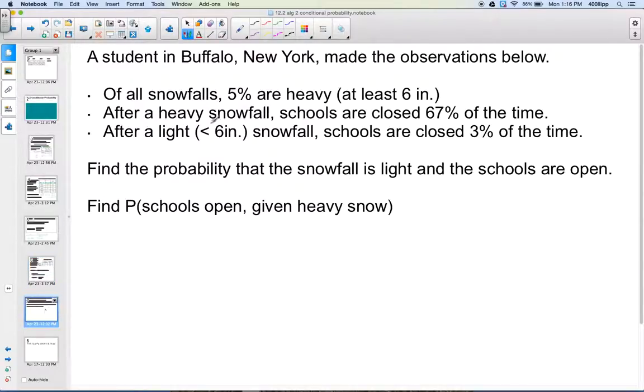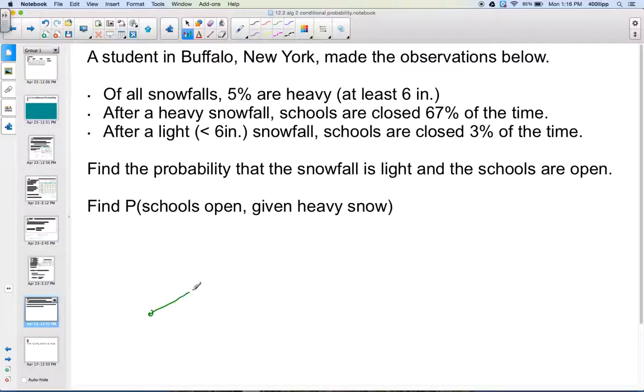All right, so we're looking at a student in Buffalo, New York, who made the observations below. Of all snowfalls, 5% are heavy, meaning at least 6 inches. After a heavy snowfall, schools are closed 67% of the time. After a light snowfall, meaning less than 6 inches, schools are closed 3% of the time. We want to find a few things here. We need to find the probability that the snowfall is light and the schools are open. We also want to find the probability that schools are open given a heavy snowfall.